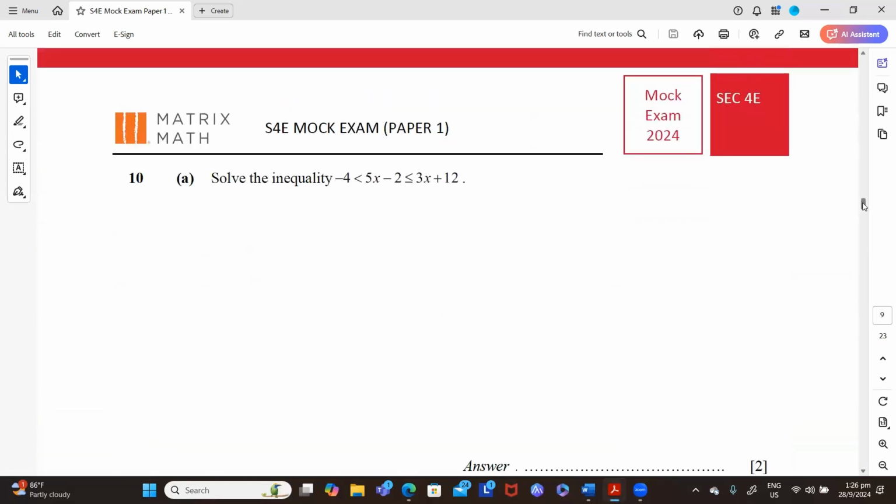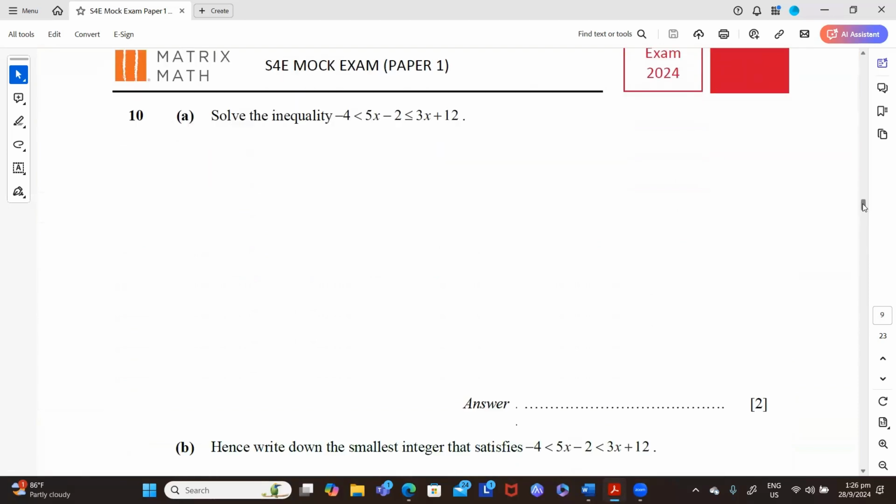Okay, question 10. Solve the following inequality. So what you want to do is extract this part out first. Minus 4 is less than 5x minus 2. And work this one. So minus 2 is less than 5x. X is more than minus 2 over 5.